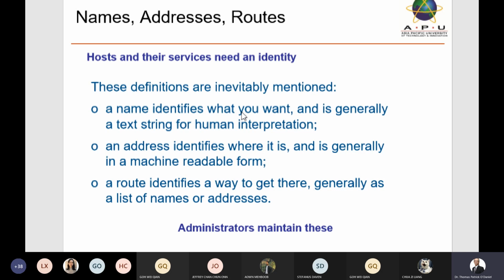And a route is just what we want to call a list of names or addresses that identifies these intermediate hops. That's what they're generally referred to. First hop, next hop, that sort of way. A way to get from one place to another, from a source to a destination, is the way we usually think about it.